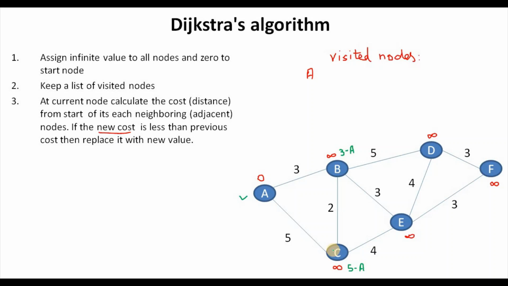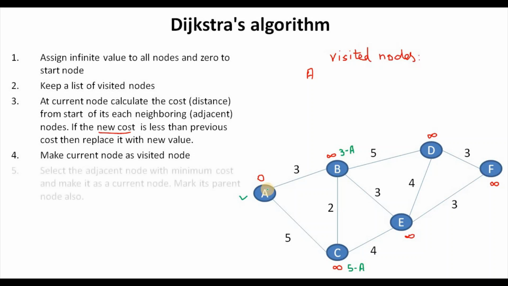Make the current node a visited node. So yes, we have already done that here. We have said A is our visited node, A is also the current node and visited node. Okay, so the next step is to select the adjacent node with minimum cost and make it the current node.